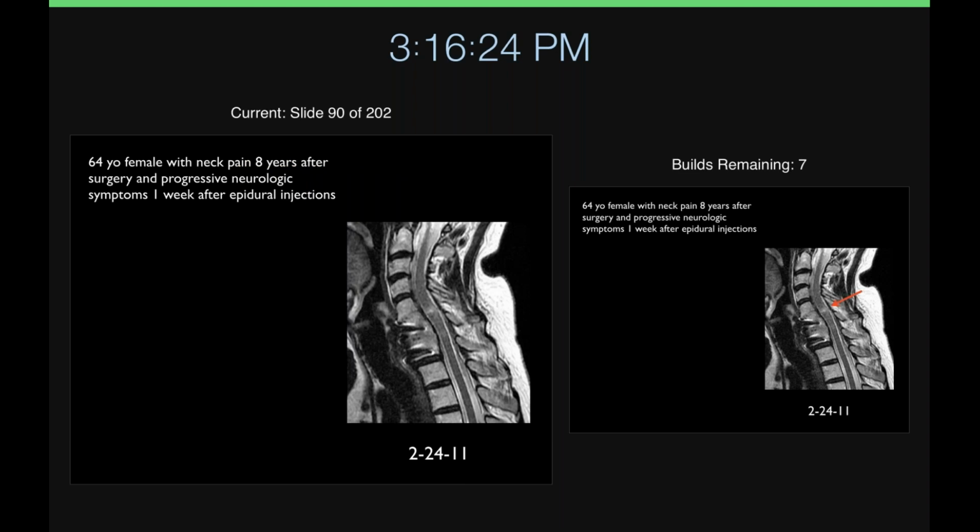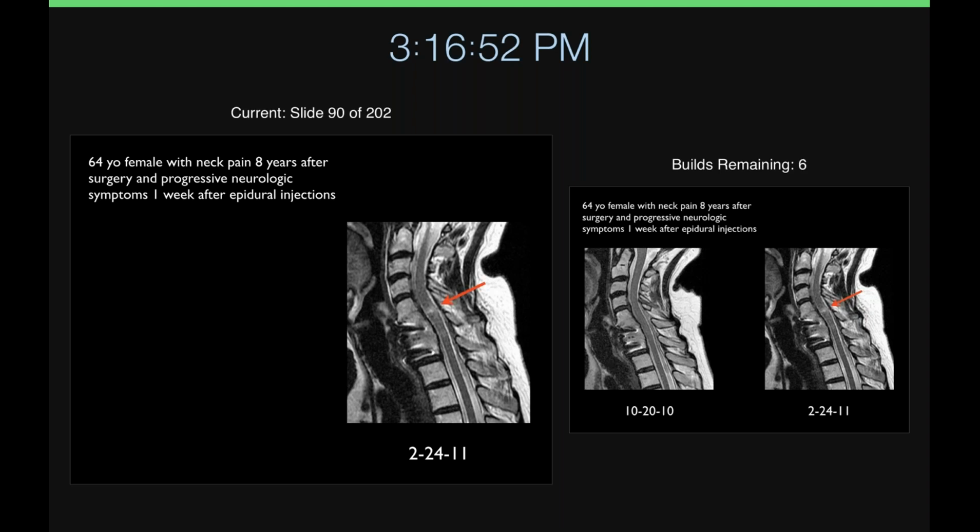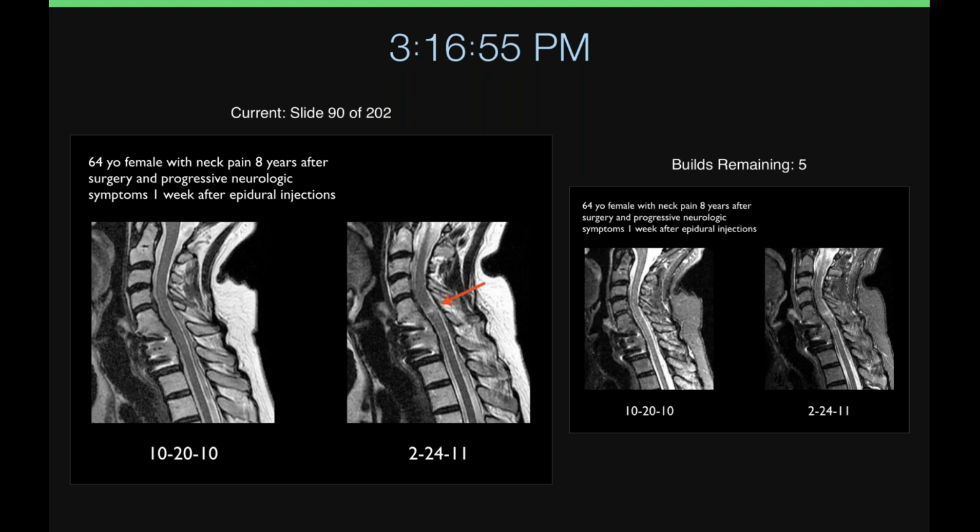64-year-old female with neck pain 8 years after surgery and progressive neurologic symptoms 1 week after epidural injection. Okay, there is anterior fusion at C5, C6, C7. 5-6 and 6-7, yeah. There's fusion of the vertebral bodies and some protrusion. Posteriorly, there's abnormal cord signal. Okay, so 2010, it looked normal back then. Looks new.